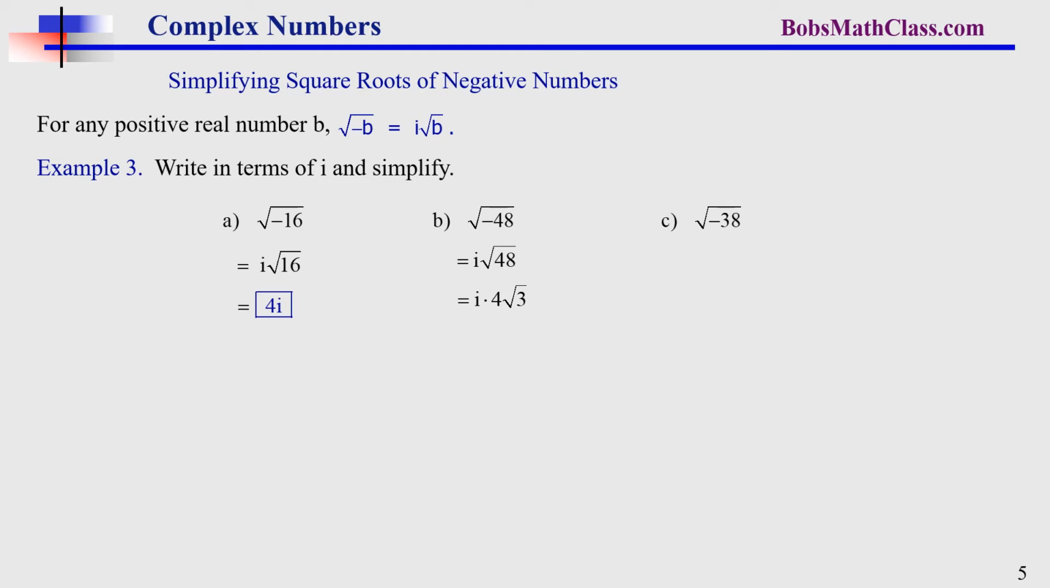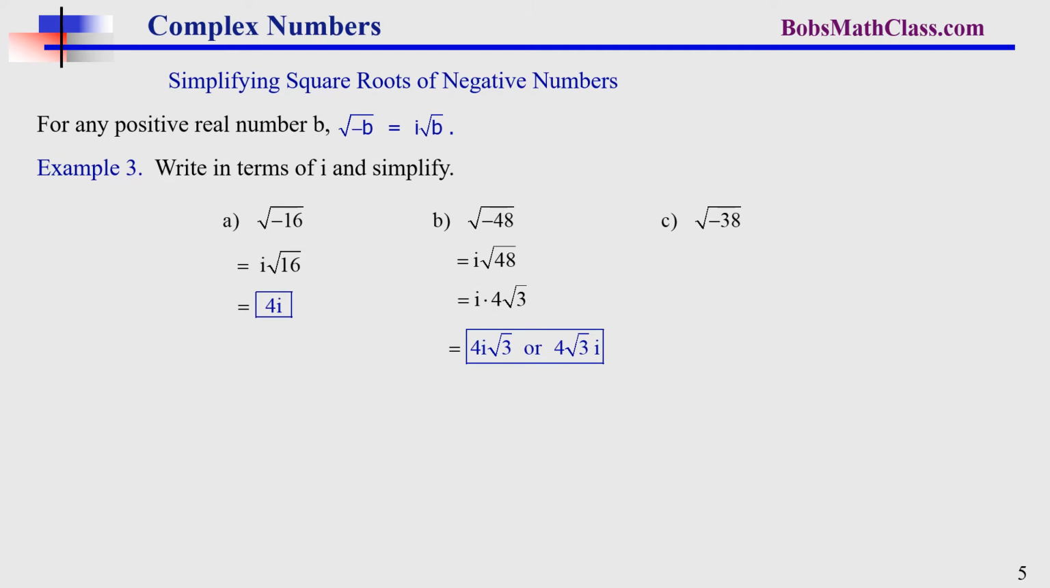And now you have a choice. You could put that i at the end or in between. So here are the two ways you could write that: 4i square root 3 or 4 square root 3 i. Just make sure the i is not underneath the radical.